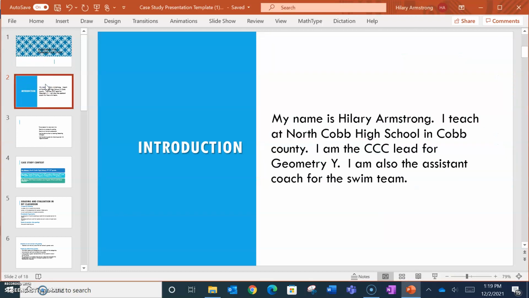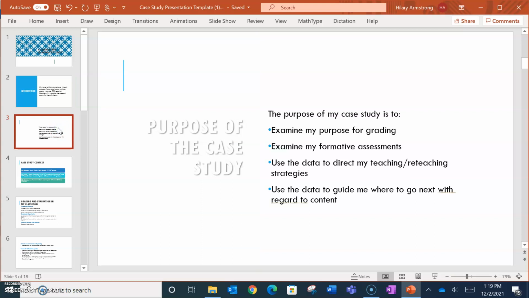My name is Hilary Armstrong. I work at North Cobb High School in Cobb County. I'm the CCC lead for the Geometry Y team, and I'm also the assistant coach for the swim team. The purpose of my case study is to look at my purpose for grading, take a hard look at my formative assessments, and use the data to direct my instruction.